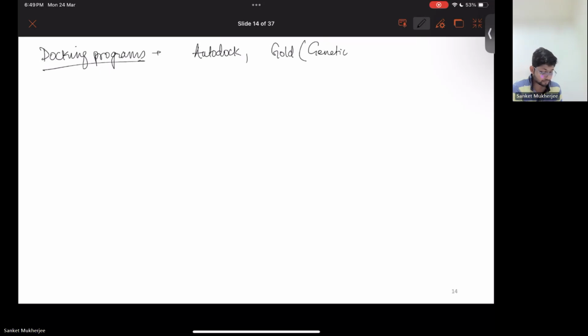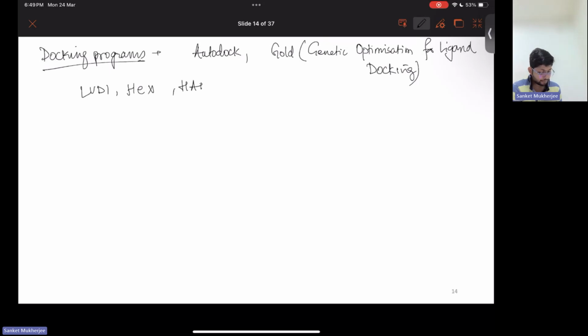So there are certain docking programs. The most common one is Autodock. Then we have Gold, which is basically genetic optimization for ligand docking. Ludi and Hex, and even Haddock is used for protein-protein docking.